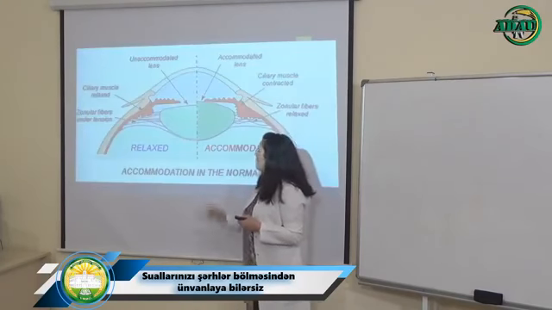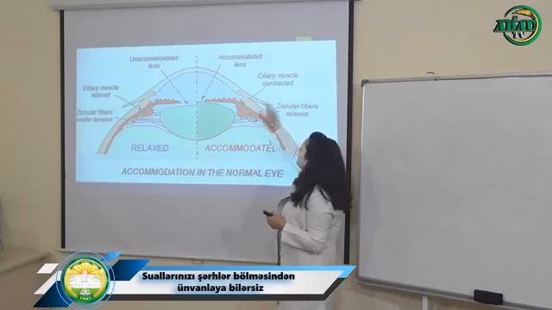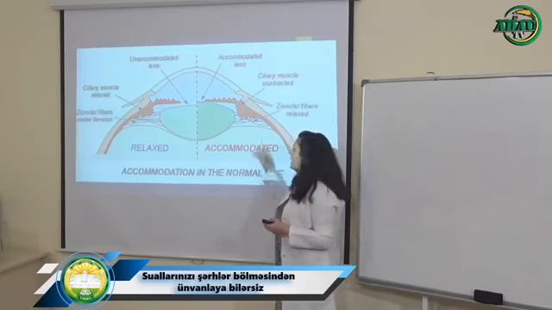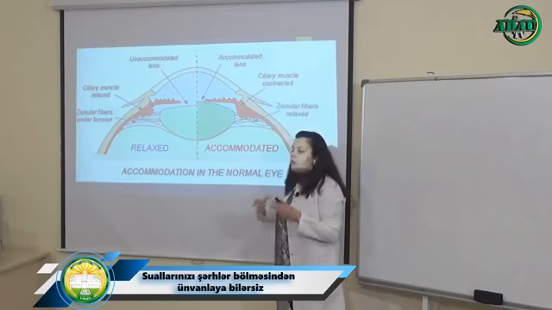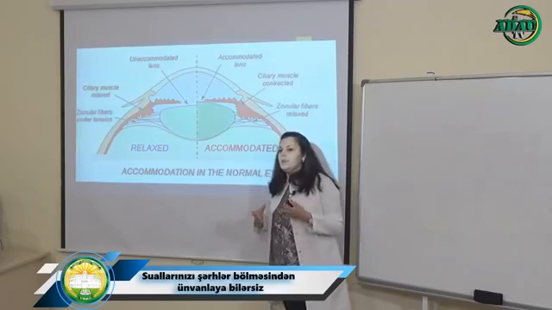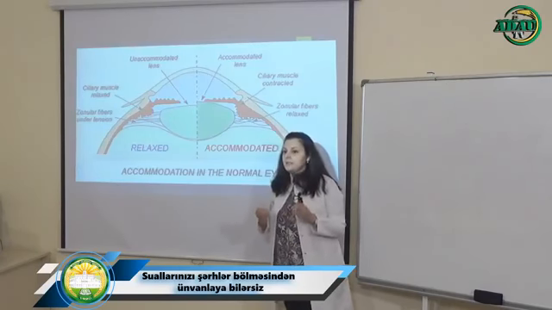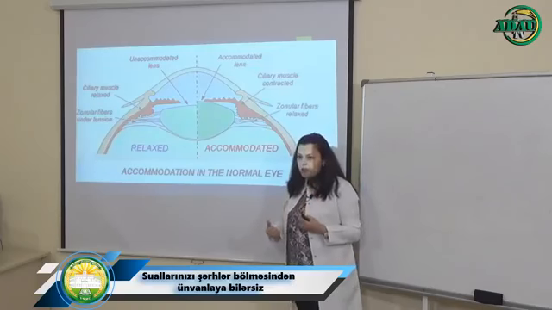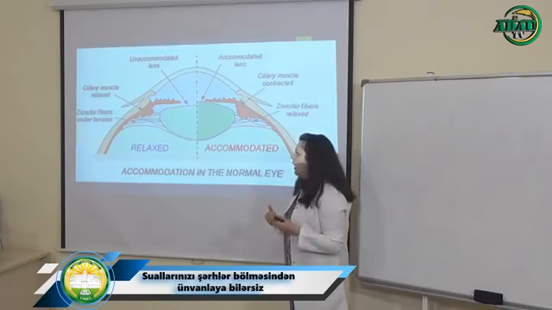Here you can see the first situation, when the ciliary muscle is contracted. When the ciliary muscle is contracted, these ligaments are not under tension, and because of that the lens becomes more rounded. When the lens is rounded, an animal can see objects which are located close to us.